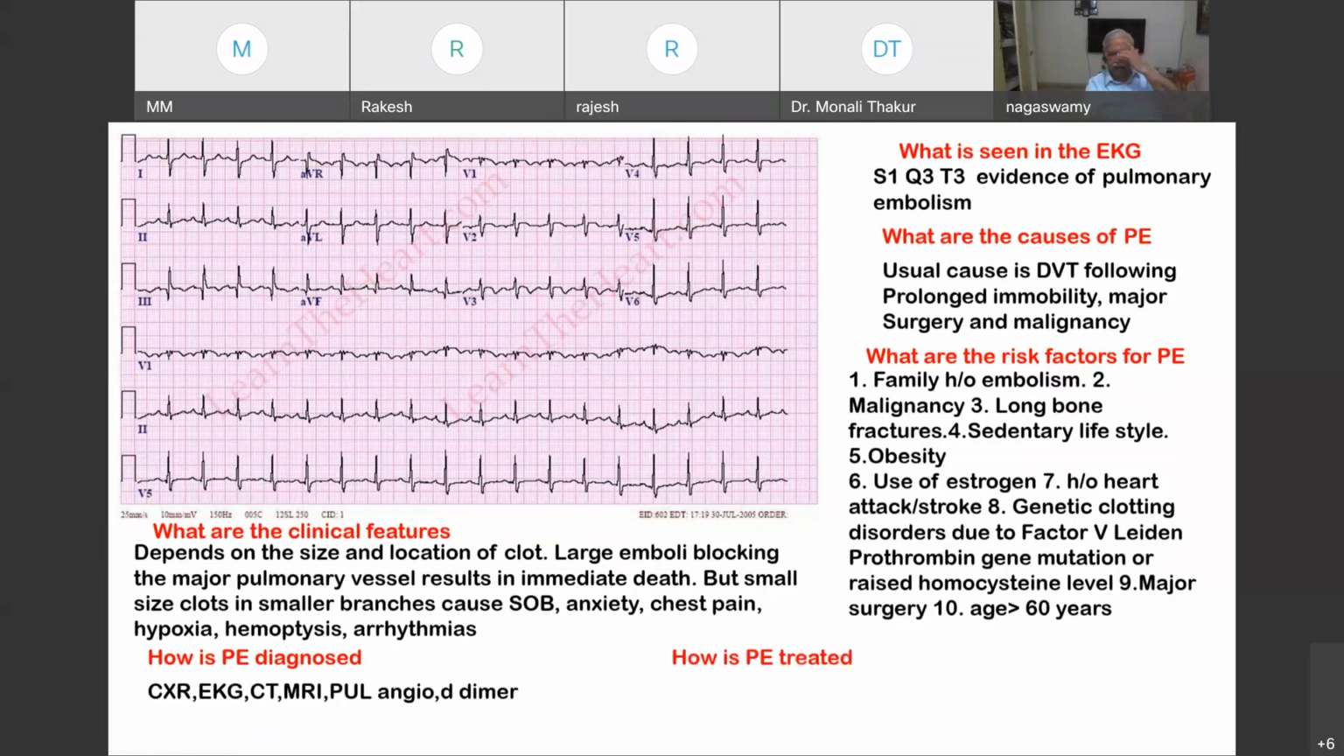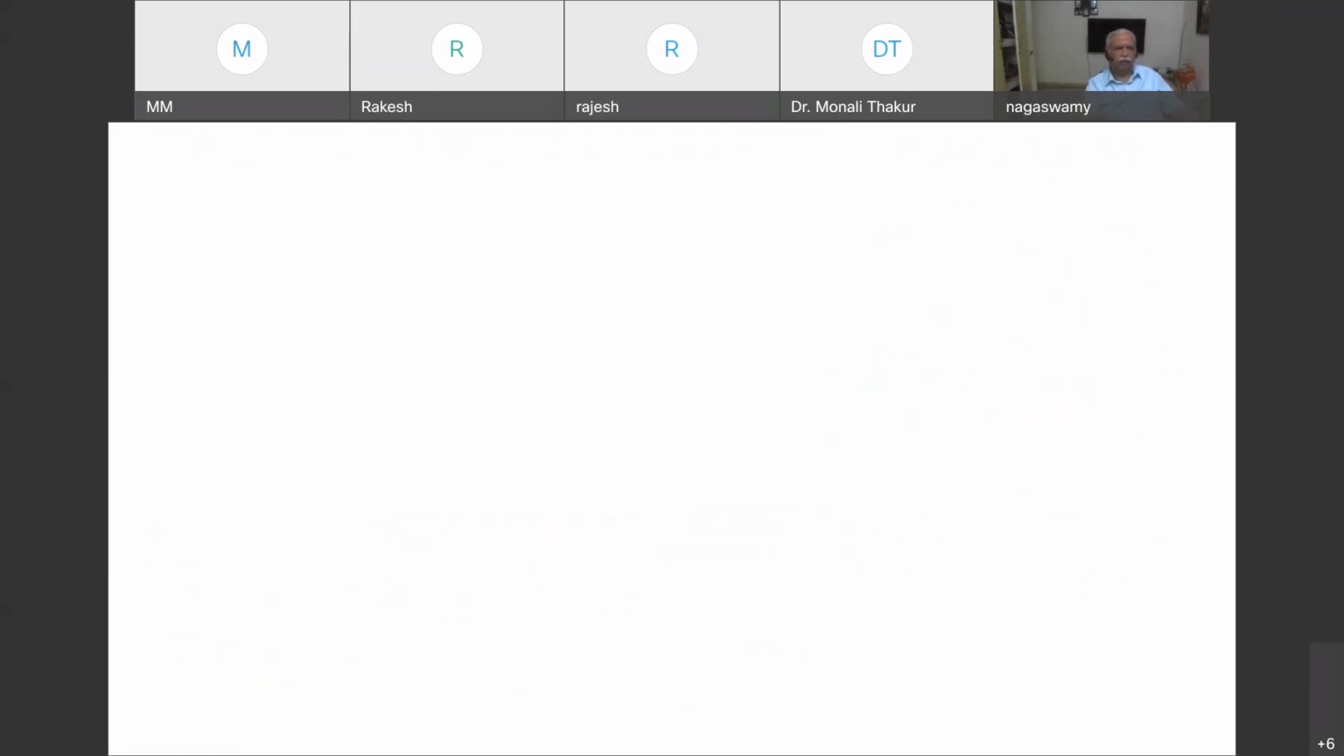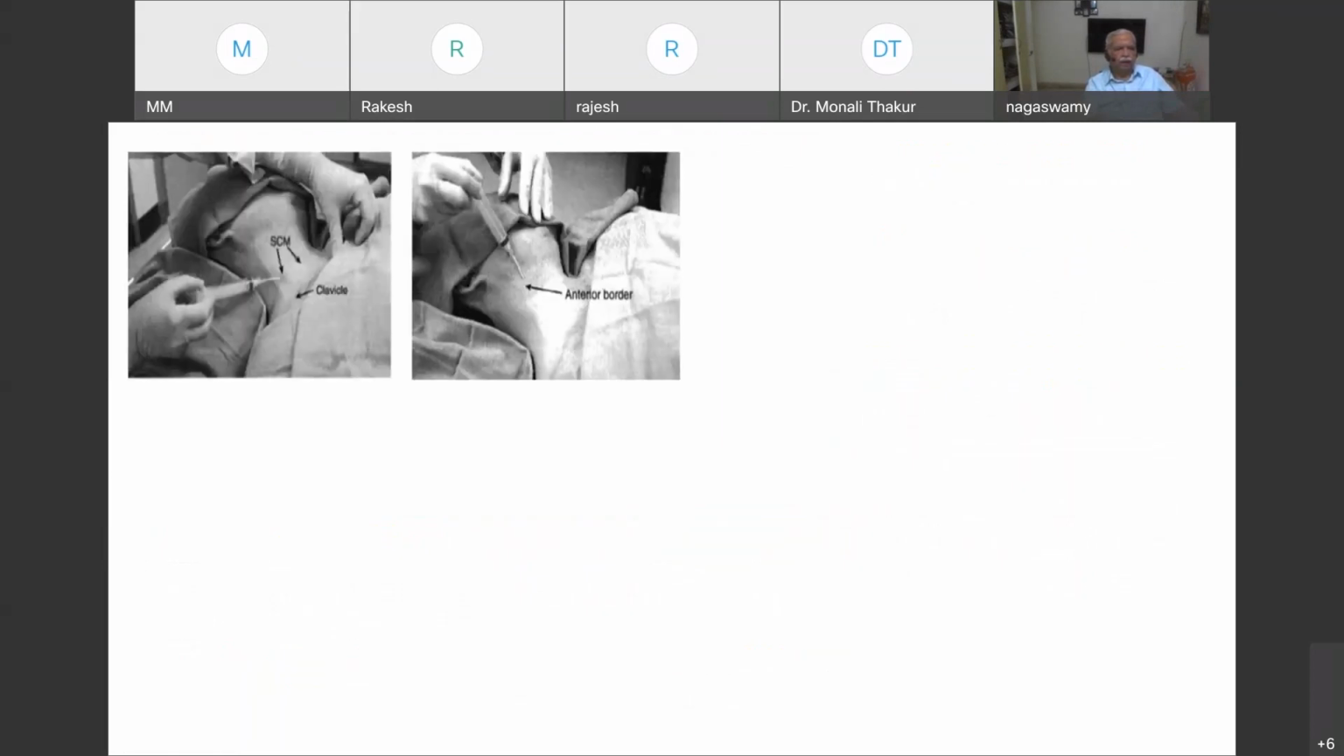So how do you treat that embolism? Any clot, how will you treat? By thrombolysis, anticoagulation, or placement of filter and embolectomy. Okay. This is a very common thing which all of you should be familiar with.